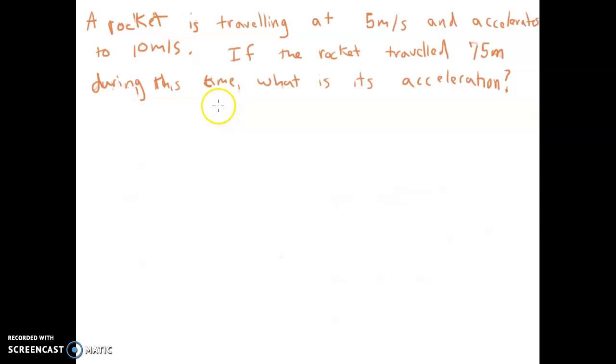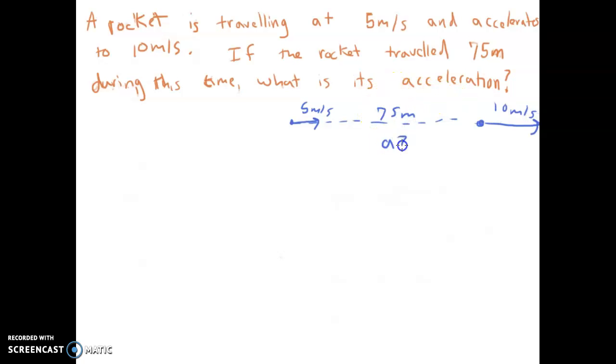Okay, sorry about that, a little technical difficulty, but the question is up. A rocket is traveling at 5 meters per second and it accelerates to 10 meters per second. If the rocket traveled 75 meters during this time, what is its acceleration? So, again, we can start off by drawing a picture. And, here we go. We've got a rocket. It's moving at 5 meters per second. And then it goes some distance. And then is going 10 meters per second. And we know that distance here is 75 meters.